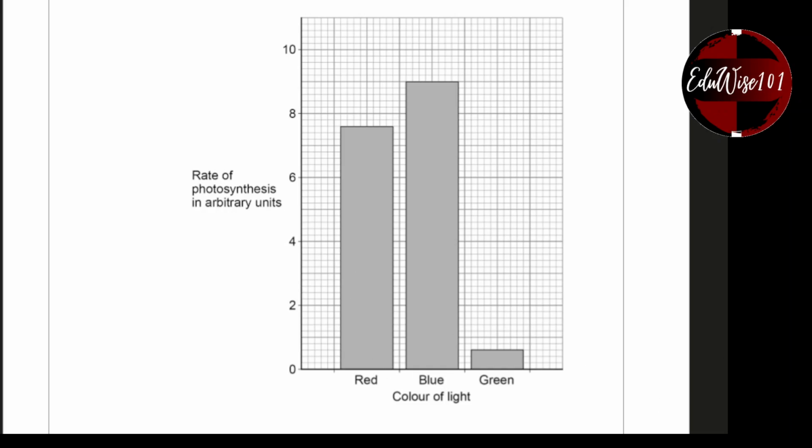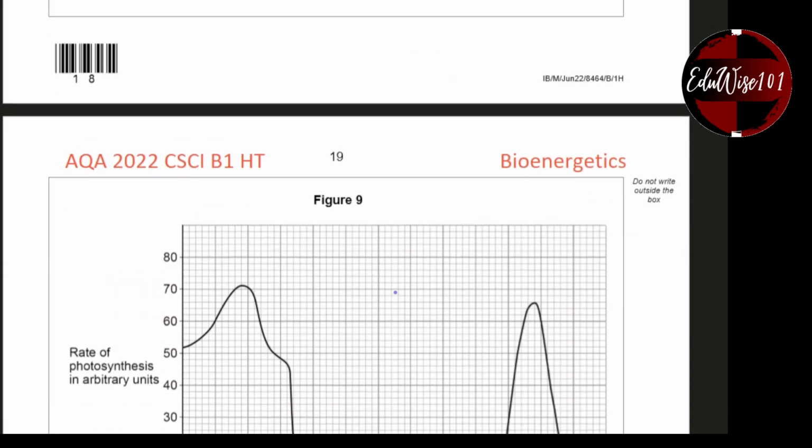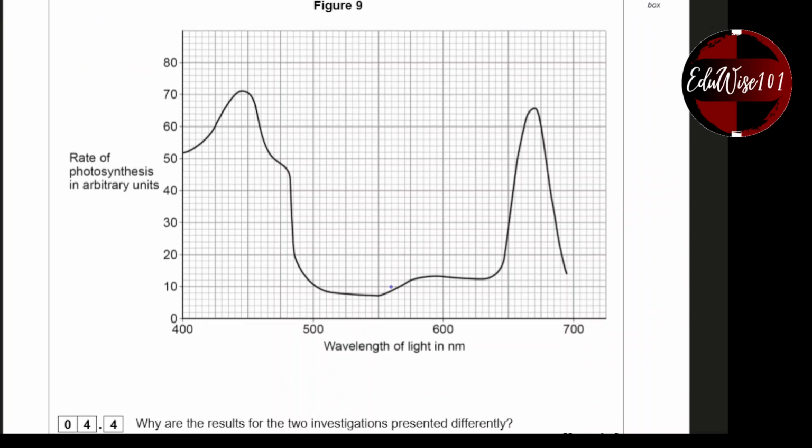So remember, this is our independent variable, the color of light, and that's the dependent variable that I'm measuring. The second graph, which is figure 9, shows wavelength in numbers, not as categories. Again, this is the independent variable and that's the dependent variable.